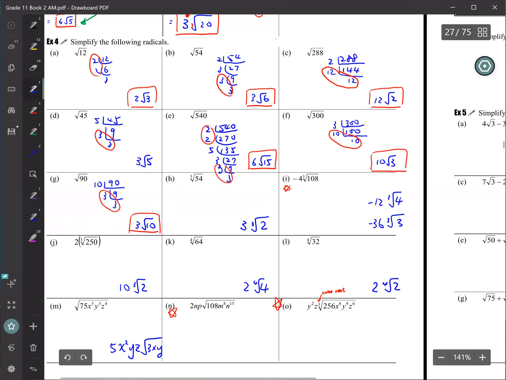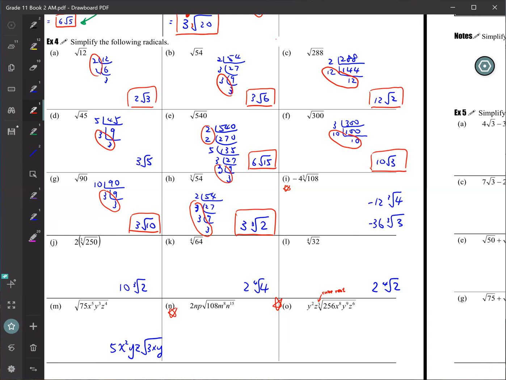Okay, 54. Kind of like 540, right? So 2, 27, and then 3, 9, 3, 3. This is a cube root. So remember you need a triplet. So don't forget the cube root, right? Okay, question I is the one that we have a different answer.